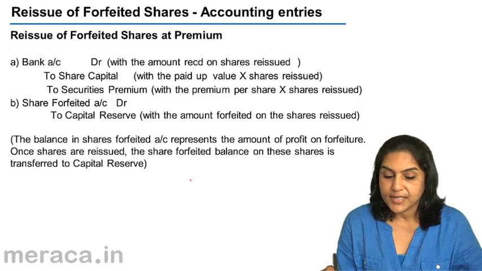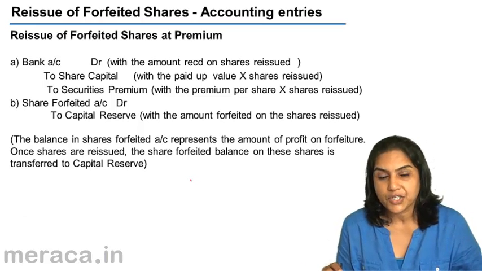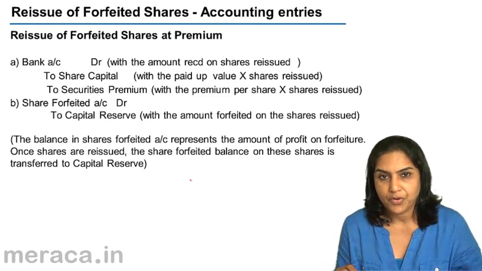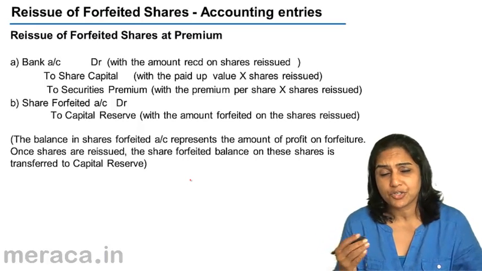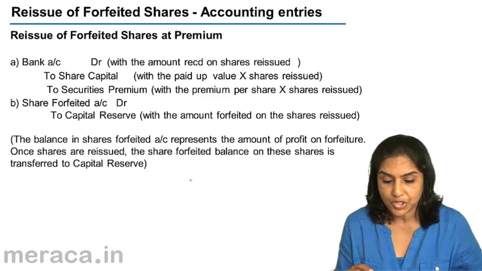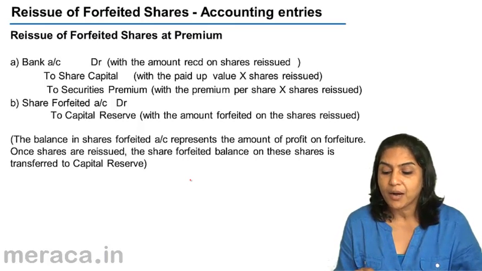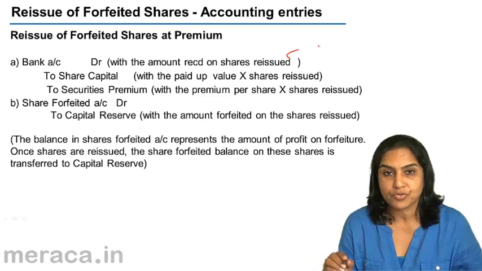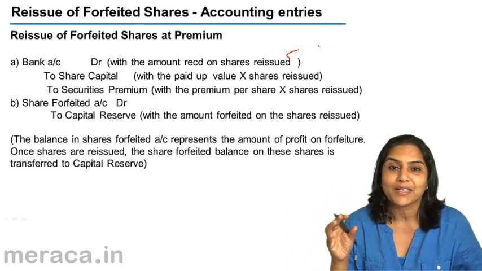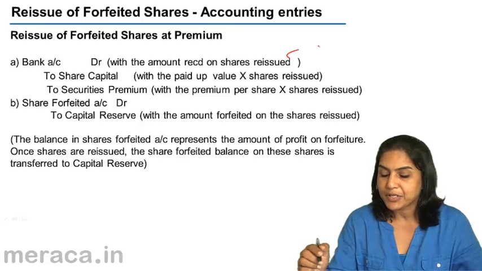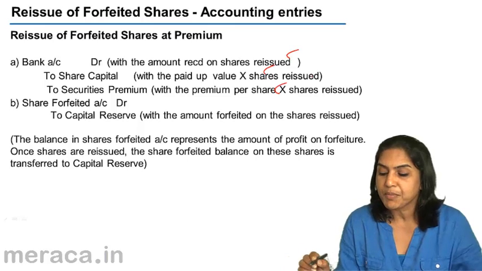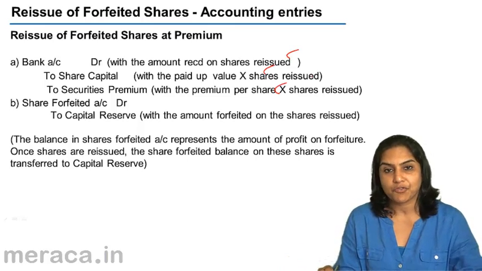Let us consider the case of reissue of forfeited shares at a premium. The entry for reissue is the same as in the case of an ordinary issue. Bank account debit with the amount received on the shares reissued. So what do we get? We get the called up value plus the premium amount. To share capital with the paid up value into shares reissued. To securities premium with the premium per share into shares reissued.